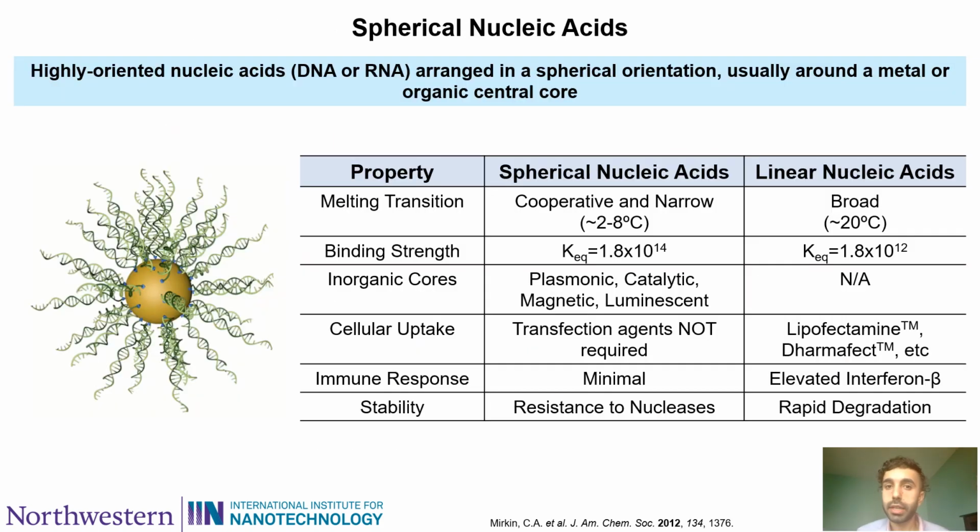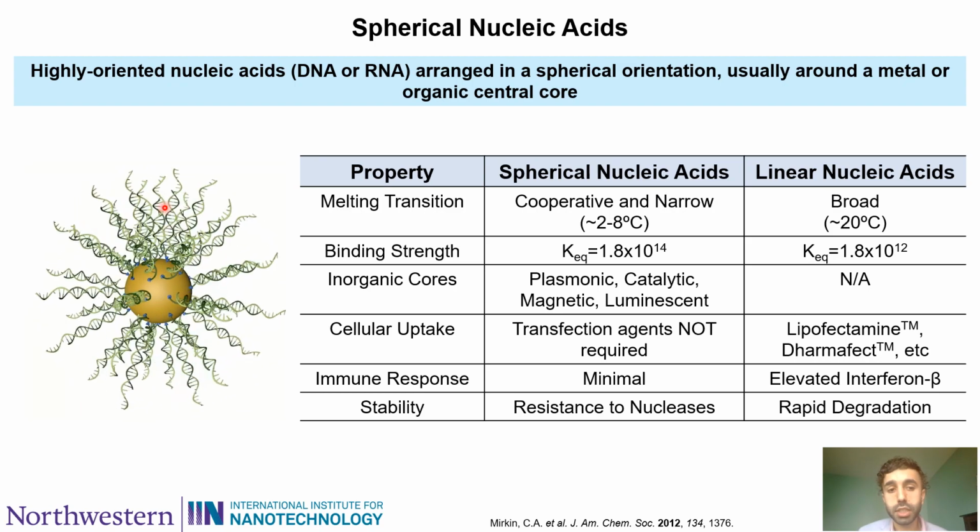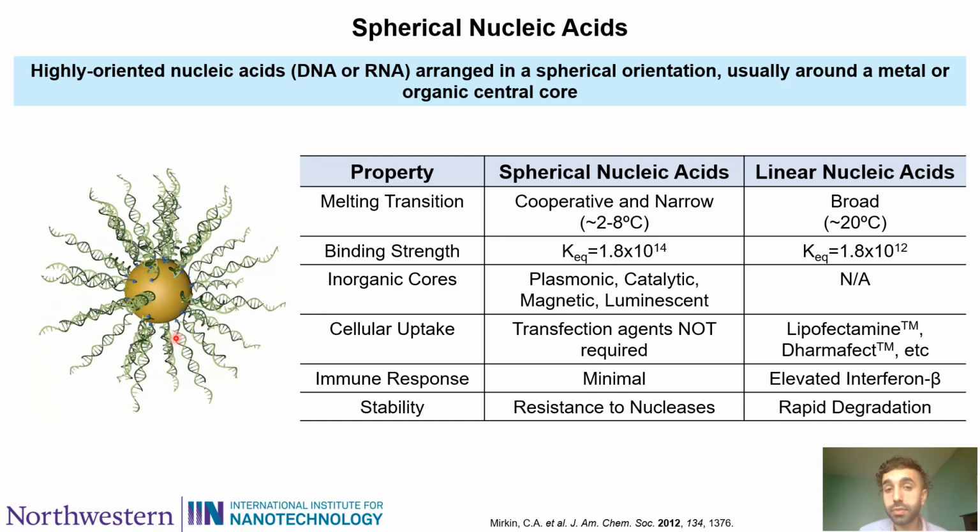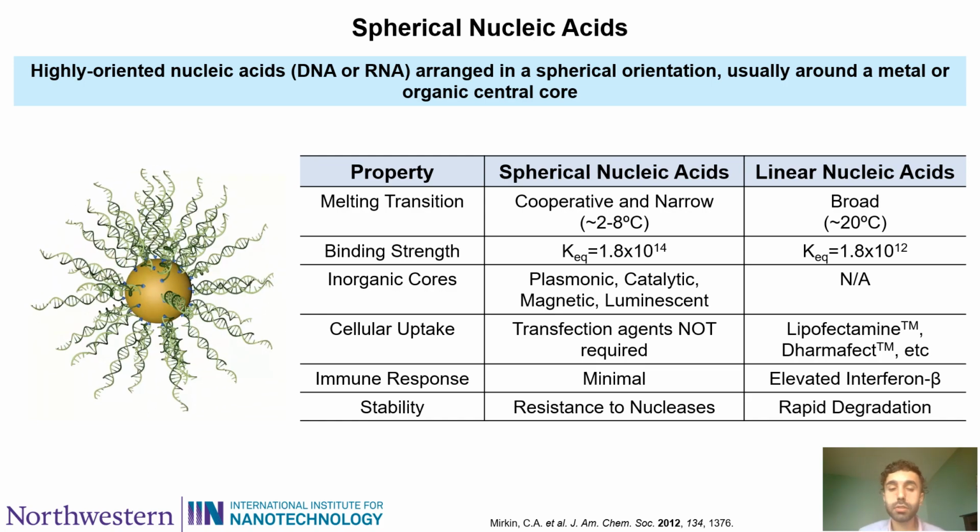To overcome these limitations, for the last 15 years, the Mirkin lab has been working on a new class of structures called spherical nucleic acids, or SNAs. It turns out that if you take nucleic acids like DNA and densely functionalize them around a central nanoparticle core in what's called a spherical nucleic acid architecture, you start to get some really interesting properties. These structures actively enter cells. Once they're in cells, they're more resistant to nuclease degradation than their linear cousins.